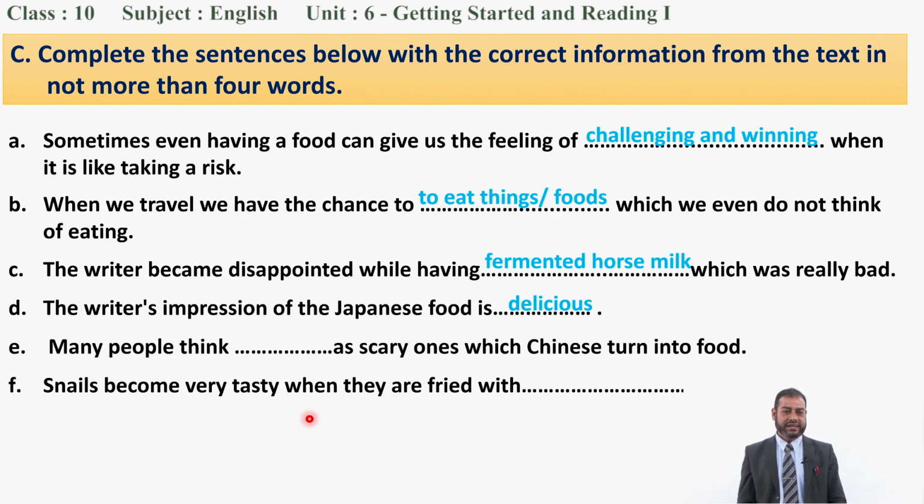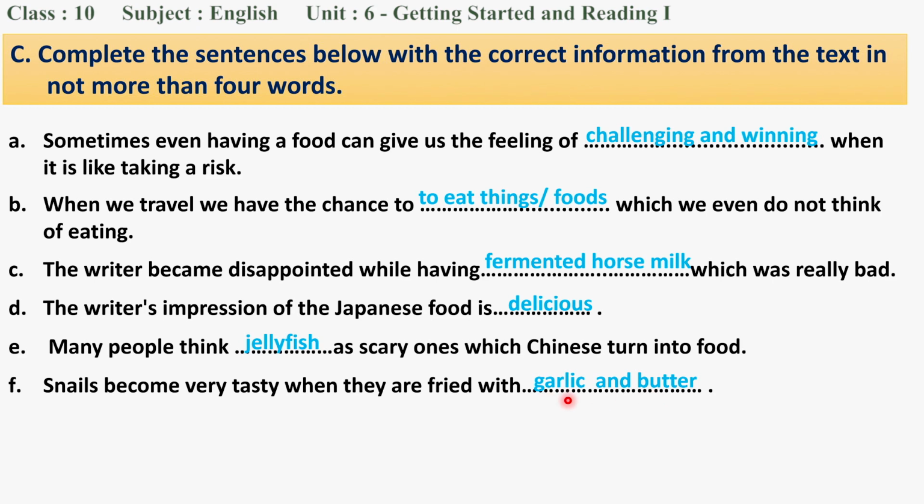Okay. Next, E. Many people think... as scary ones which Chinese turn into food. I hope you might have done it very easily. So, what is the correct information for this blank? Well done, jellyfish. Okay. Now, F. Snails become very tasty when they are fried with... you have to write the ingredients there. So, what are they? All right, that is garlic and butter. Plenty of garlic and butter we can find there. So if we write plenty of, it becomes 5 words. So you can minimize the words and write down garlic and butter.